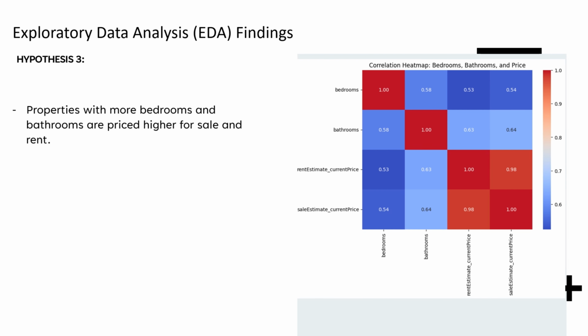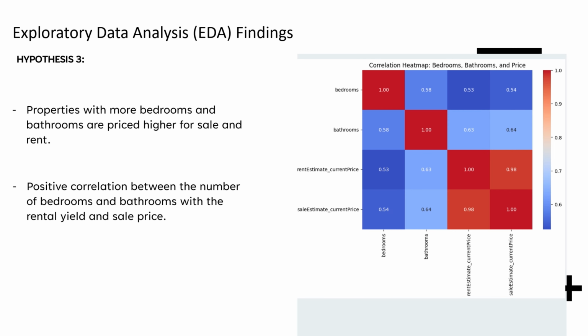They're also very visually intuitive, which means that relationships are presented clearly with this method and are very easy to understand. We ultimately found that there was indeed a positive correlation between the number of bedrooms and bathrooms with the rental yield and the sale price. I think it's also important to note that there was a slightly stronger positive correlation with the number of bathrooms and the rent and sale price.